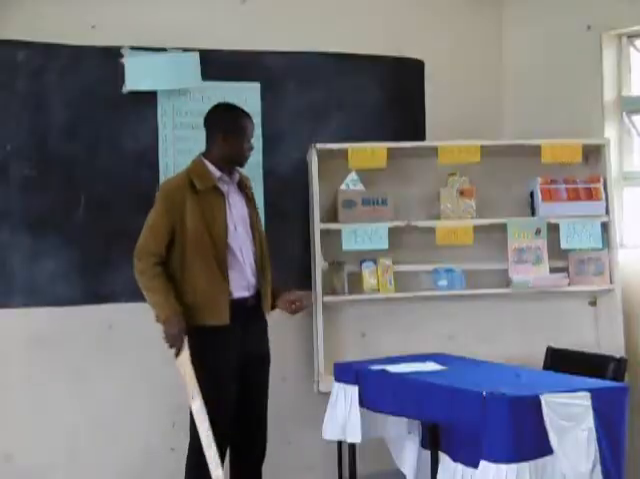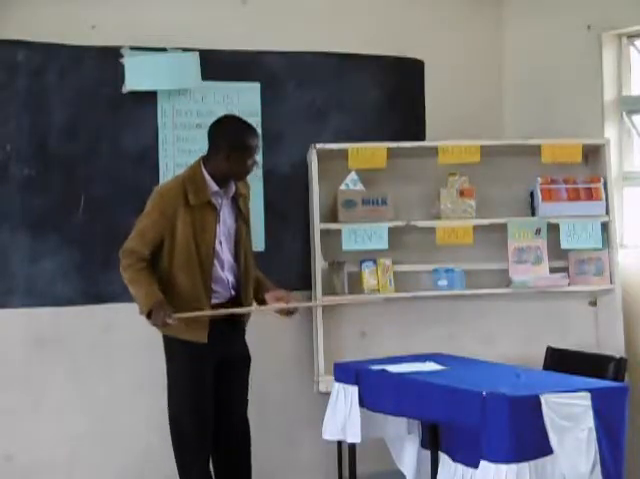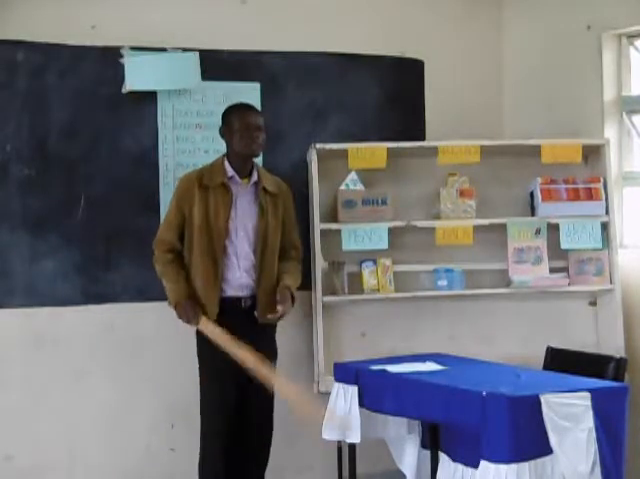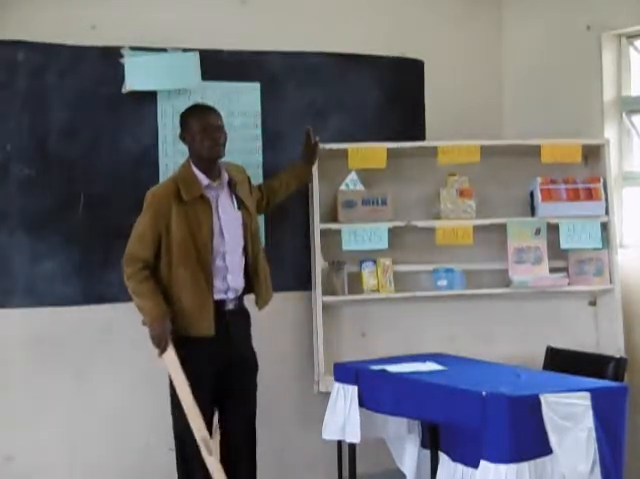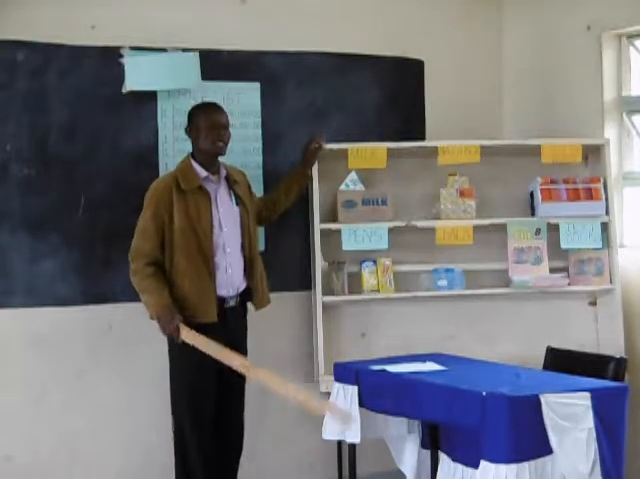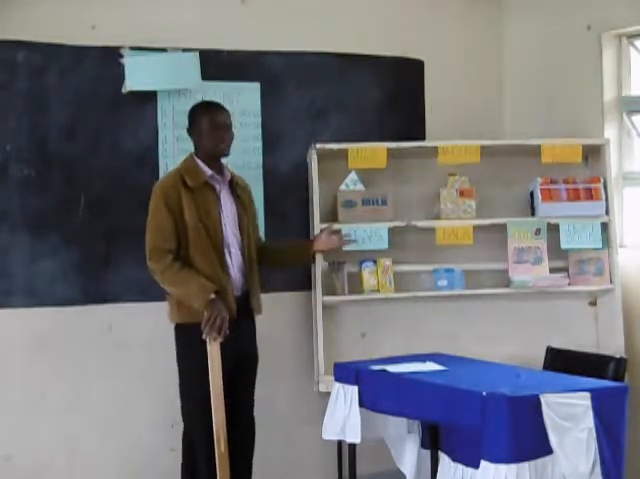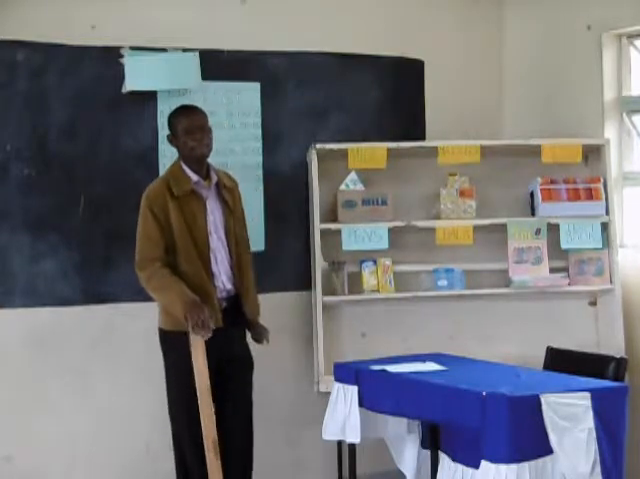Now, why do we have this? In class 5, we learned something about the bills, but maybe you are not able to see the shop. But today it is brought here for you to be able to see how we buy things and sell things in a shop.